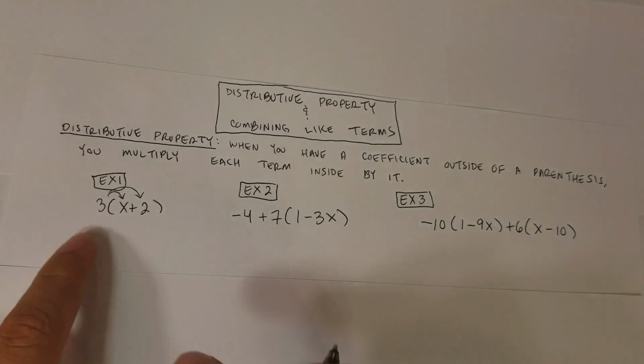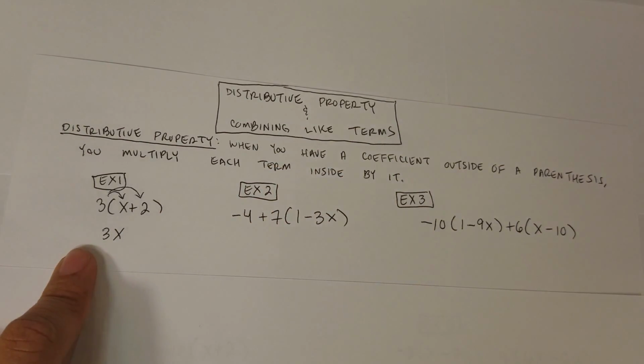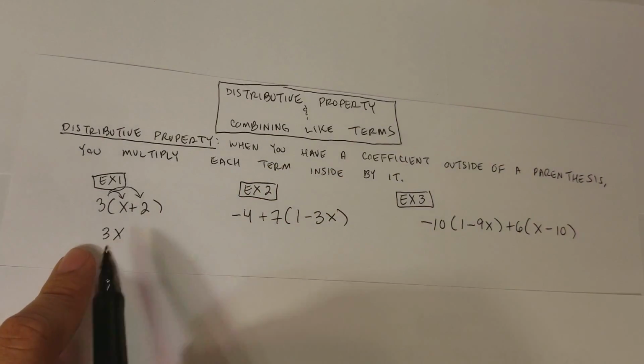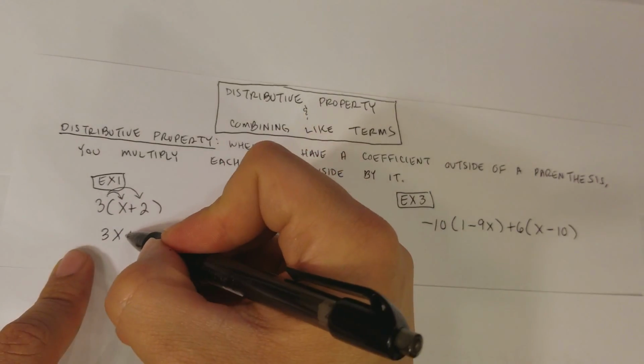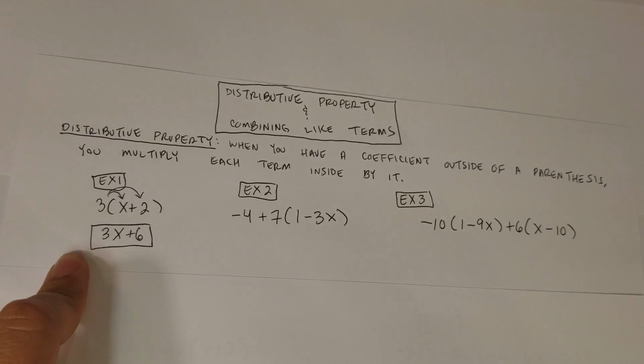Very important. So if we multiply this out, we get 3 multiplied by x is 3x. Just put them together side by side. This means multiplication. And 3 times 2 gives me 6, so positive 6. So there we go. 3x plus 6 is our final answer.